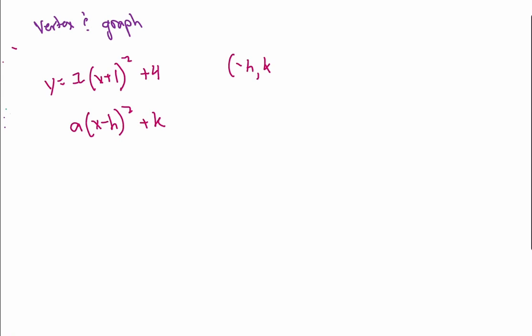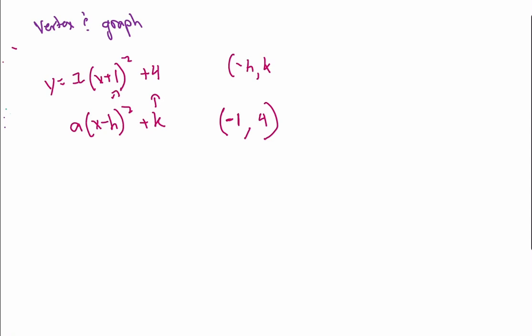So we look at our h term and we essentially do the opposite of it. Since we see a plus 1 in here, our h term is actually going to be a negative 1, and our k is just our regular k. So where we look at our k value, we have a plus 4. That means we're going to leave it as a plus 4. And that's going to be our vertex. We didn't have to do any math. We just had to match our h values and our k values.